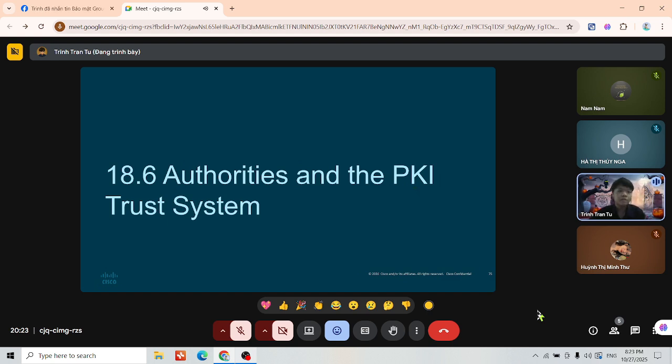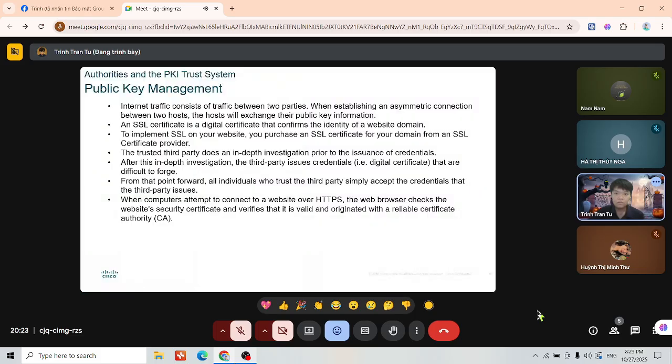First, 18.6 Public Key Infrastructure (PKI), Authority in Trust System. Number 1. Public Key Management. Each Internet connection requires public key chains. An SSL certificate verifies the website identity. You purchase an SSL certificate from a trusted provider, a CA. The CA verifies identity before issuing certificates. The browser checks the certificate validity during an HTTPS connection.